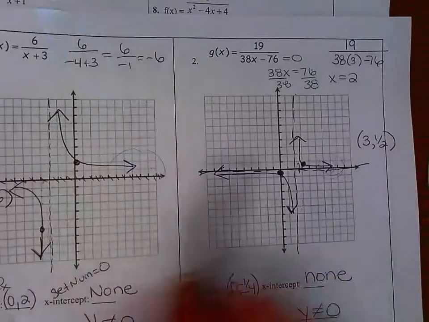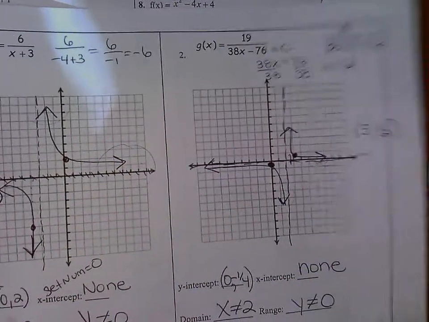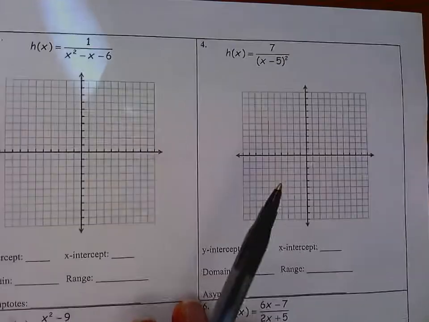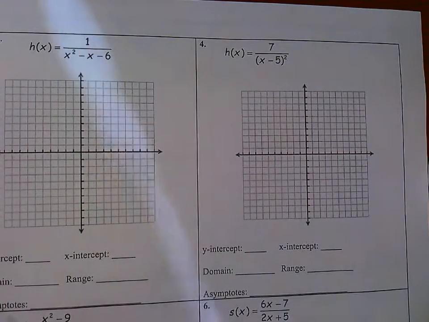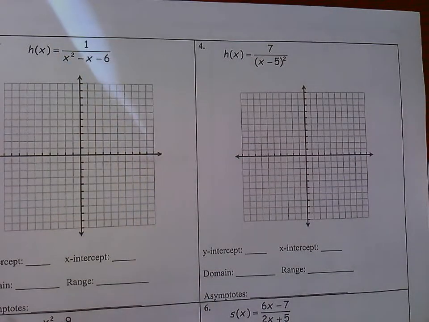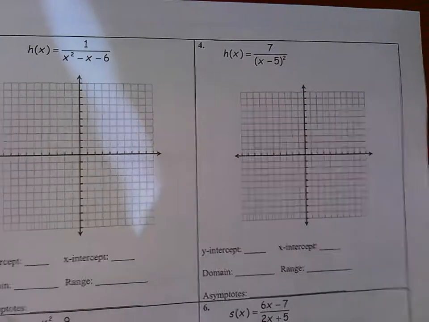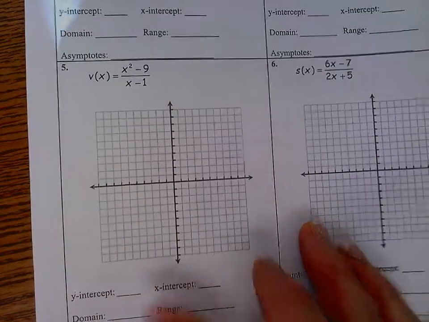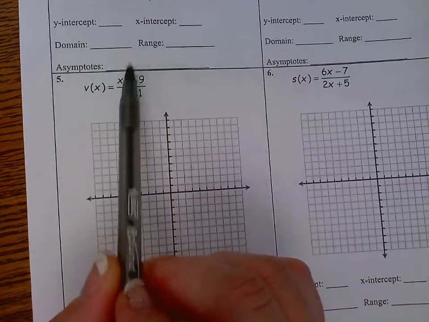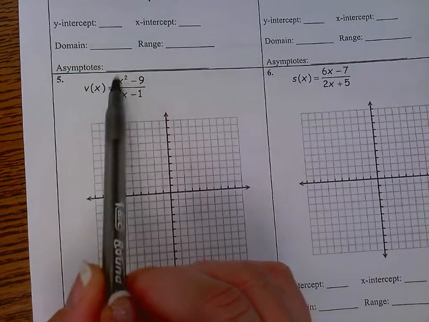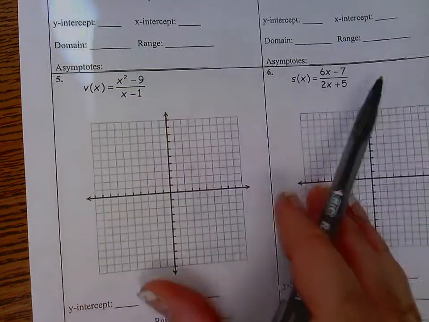So those were very similar with their asymptotes. So let's take a look. I want to do 2 more with you, and then I'm going to have you finish some on your own. So let's see. I'm actually going to do 5. So 5 has a bigger power in the numerator, x squared minus 9 over x minus 1.